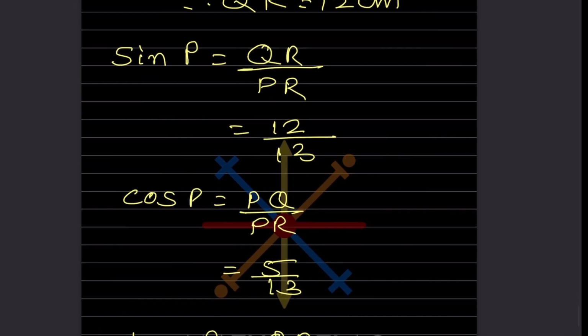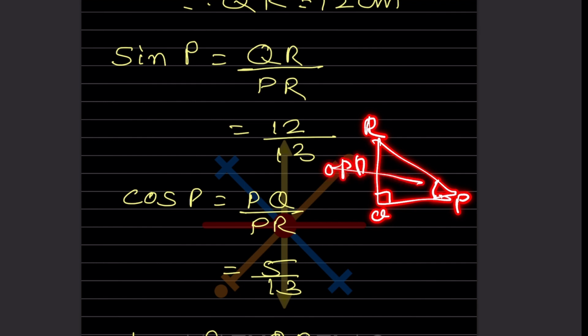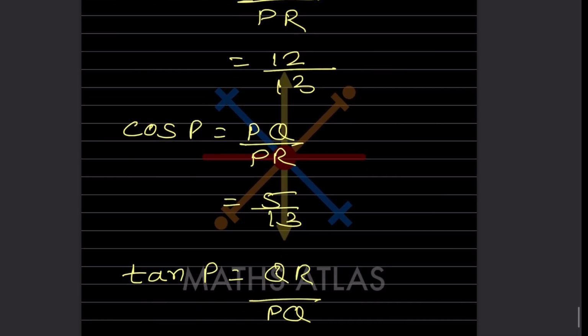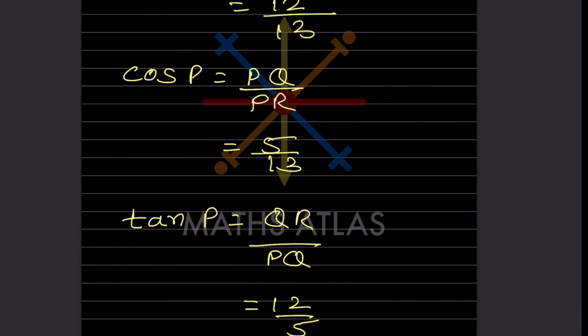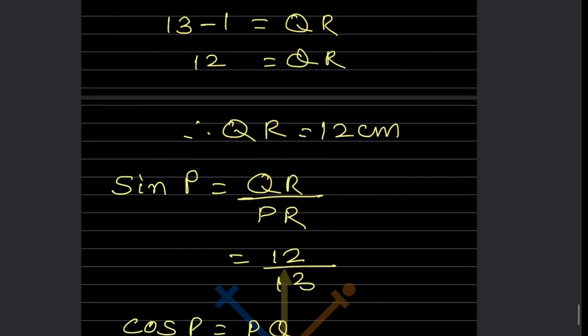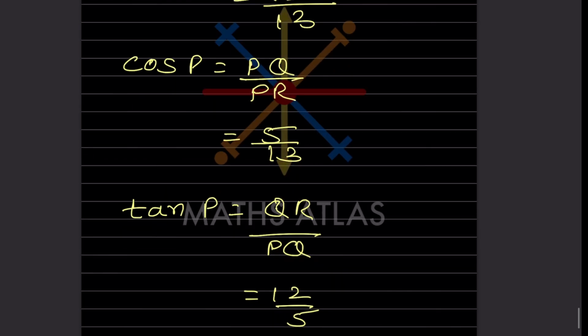Now same thing, they have asked for cos P. Here is Q, here P and R. Cos P means this is the opposite side, adjacent, and this is hypotenuse. Cos is adjacent by hypotenuse. So adjacent is PQ and PR is hypotenuse here. What is the value of PQ? We already have that PQ value which is given in the question, that is 5. And we already got PR as 13. So we can write it over here.